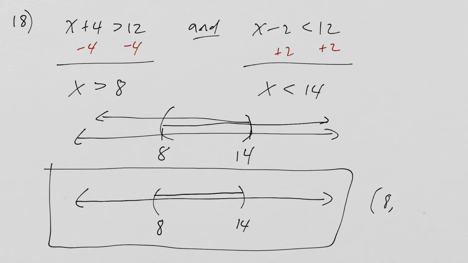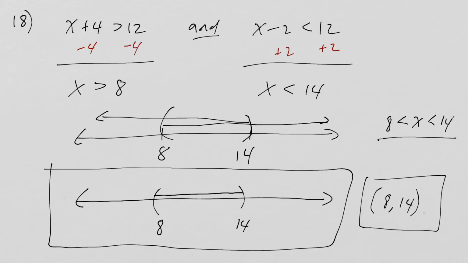Now, if we were to write this in interval notation, we would write it like this. A parentheses, 8, 14, and a closed parentheses. This is interval notation. If you wrote this as a compound inequality, you would write 8 < x < 14. That's a compound inequality.